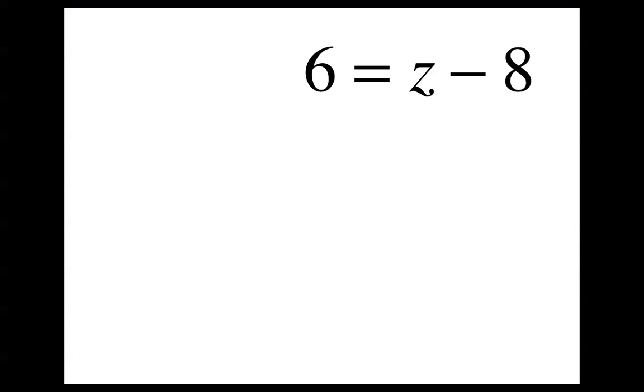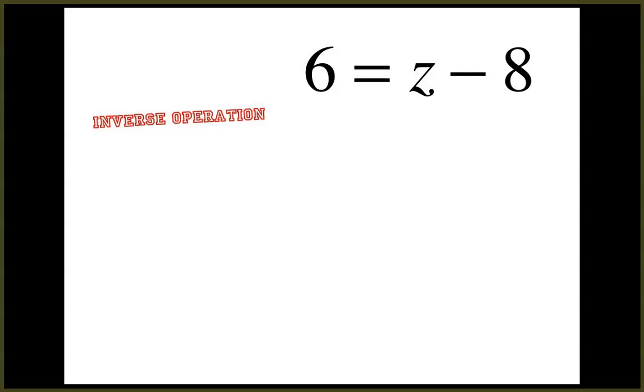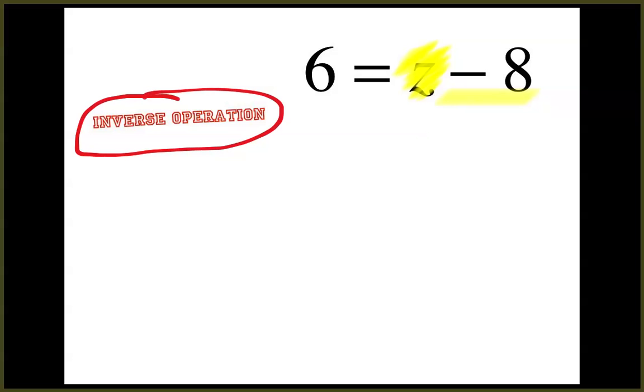Couple more examples just to make sure that we know what we're doing. Inverse operation here. This time I have to look on the right side of the equation. I'm trying to get this z by itself. So I've got to get rid of the minus 8. What am I going to do to get rid of the minus 8? The inverse operation. The inverse of minus 8 is plus 8.